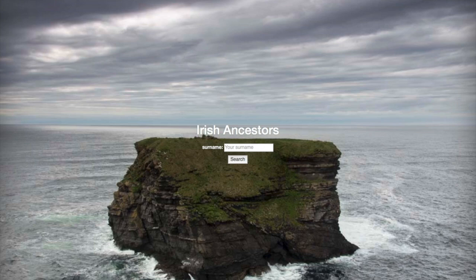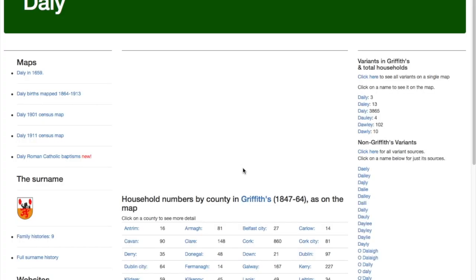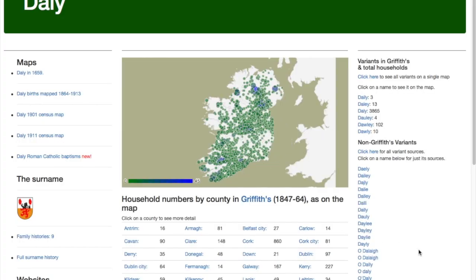Here we are at the home page of Irish Ancestors, and I'm going to begin now by just typing in the surname that I'm searching, in this case Daly. And what I end up with is a map of all of the locations in Ireland where the surname Daly was found during the time frame of Griffith's valuation, and that's from 1847 to 1864.